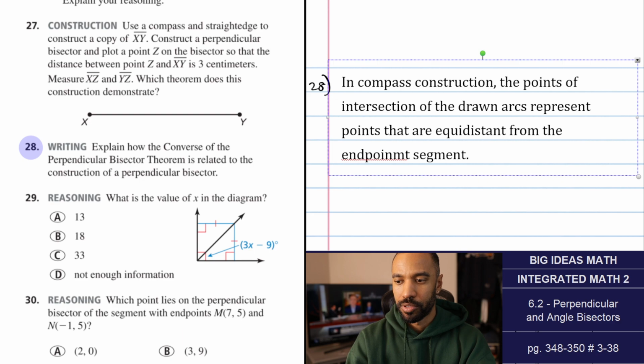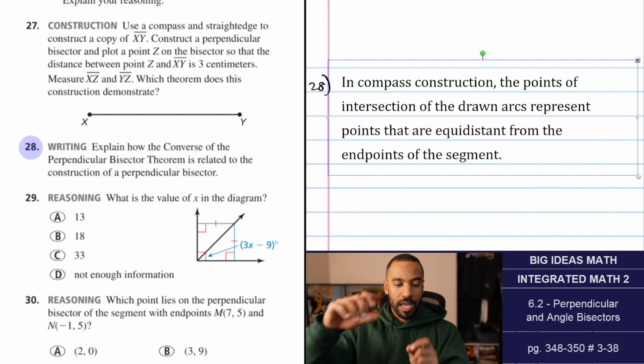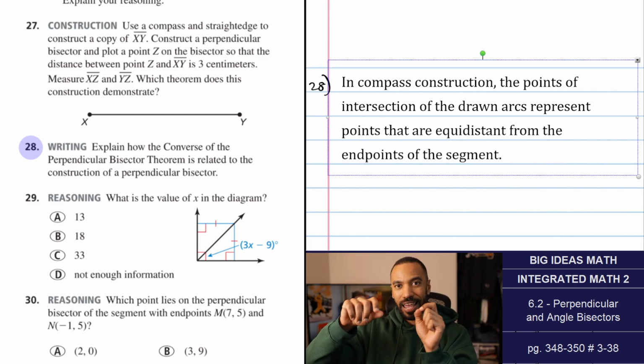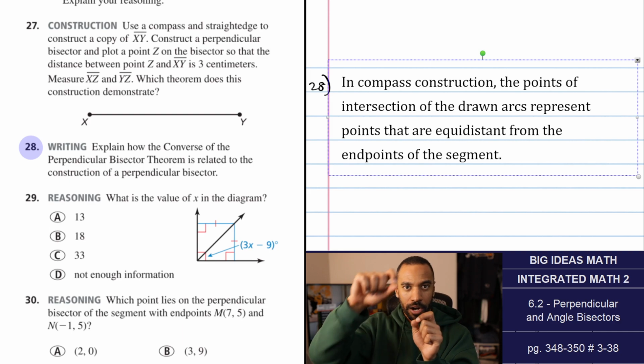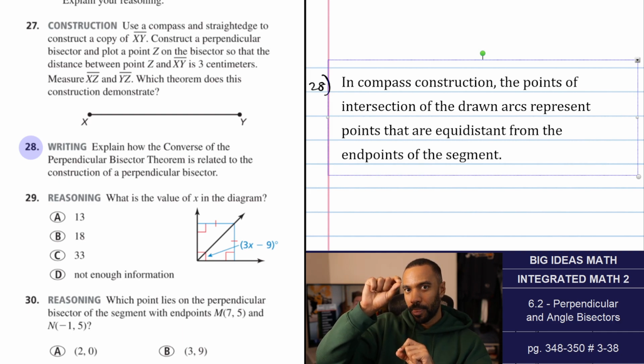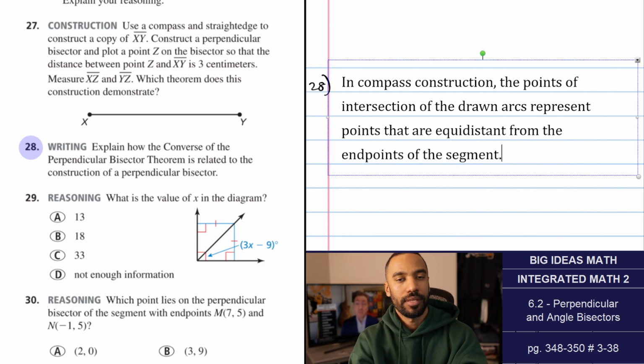How could they not be equidistant from the endpoints of the segment? I used a compass that would make a radius, a circle radius, on an endpoint. Any part of the arc is equidistant from there. The point where they intersect is in both sets of equidistant points. So how could they not be equidistant, right?